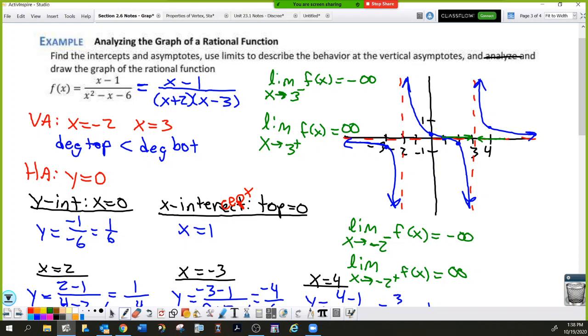Wow, there's math everywhere. Wow. Thank goodness we didn't have to analyze it, right? I don't even know where I would put that right now.